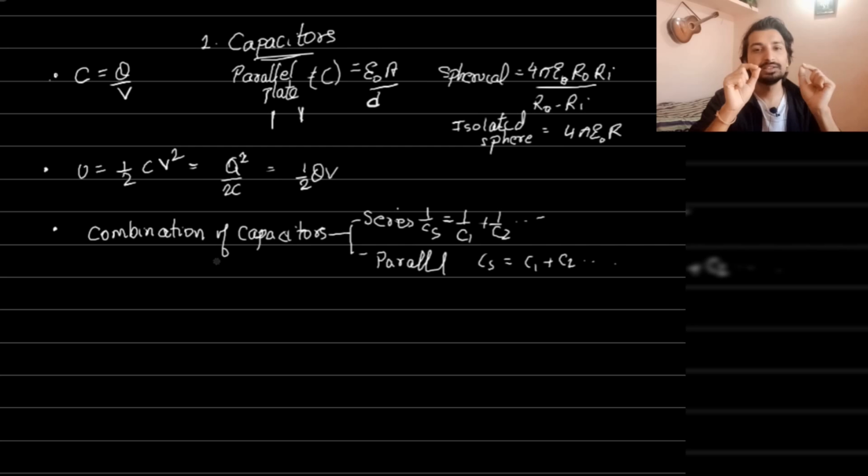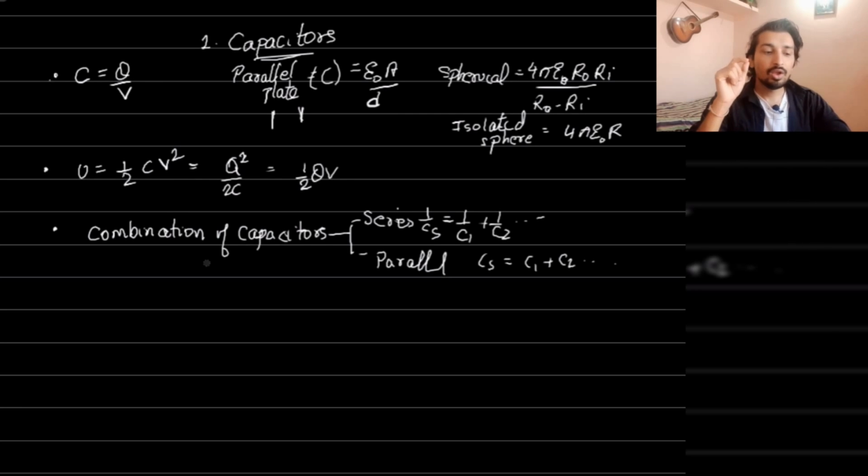You can combine the capacitors in different ways. You can keep the capacitors in series, or you can keep them in parallel. What is series connection? When one end of a capacitor is attached to one end of another capacitor, it is called series. In parallel, both the ends of the capacitors are attached together. Wherever you see both ends of two devices connected together, that is parallel. And in series, the devices are attached to one another end to end.